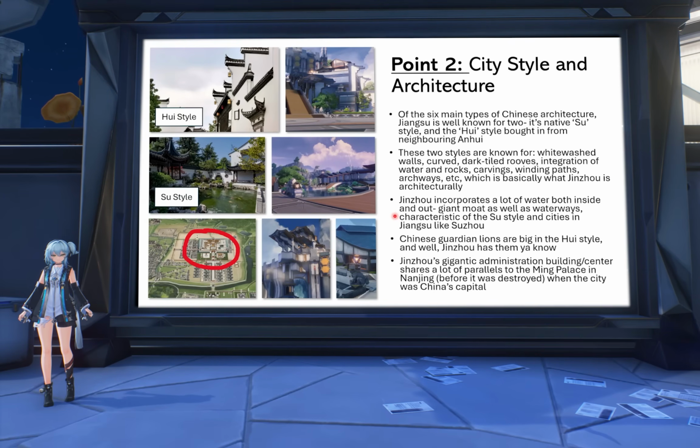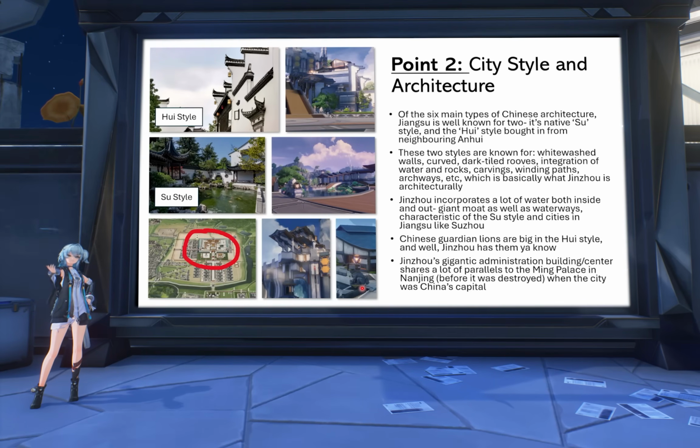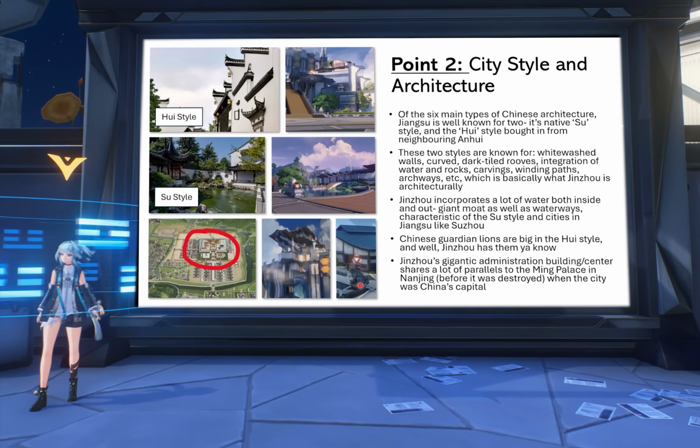On the outside, you have the moat, and on the inside, you have these waterways and ponds, which is very reminiscent of the water gardens of the Su style. You can see this parallel over here. Another thing is that in the Hui style, because the Hui style is very focused on carving and stonemasonry, there's a lot of Chinese guardian lions that are dominant in that style, and what would you know? Guarding the administrative center of the Jinzhou administrative palace or whatever, you have guardian lions, right?